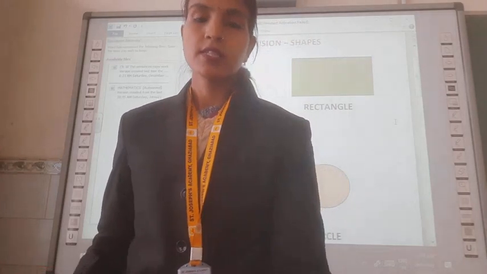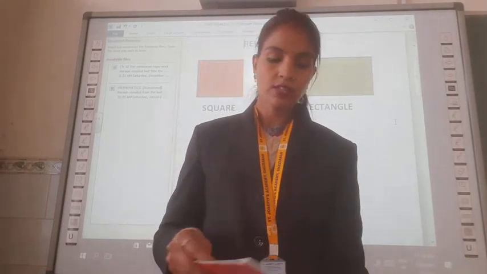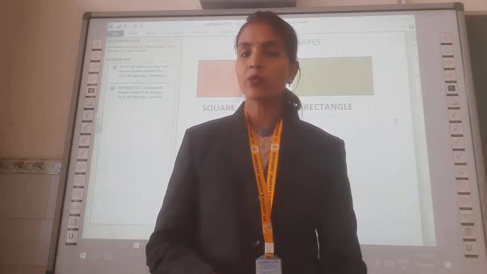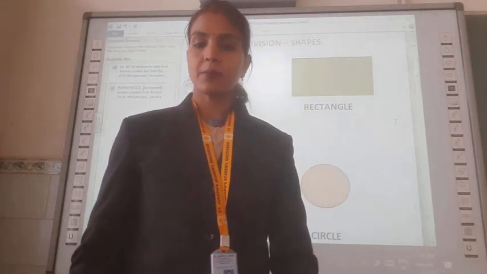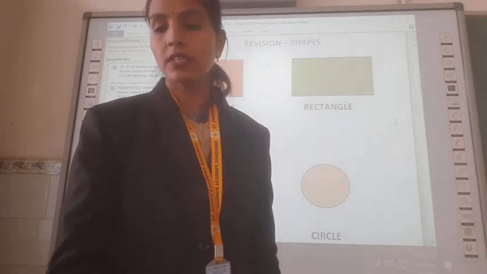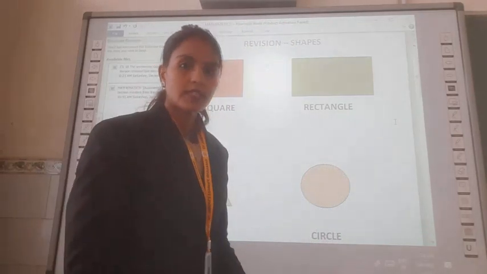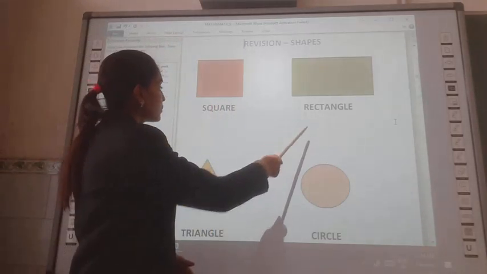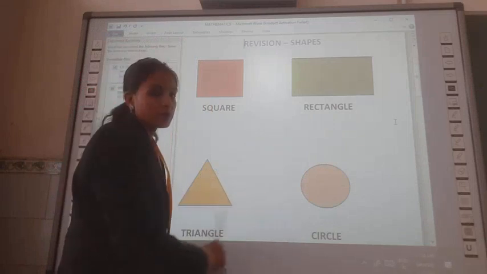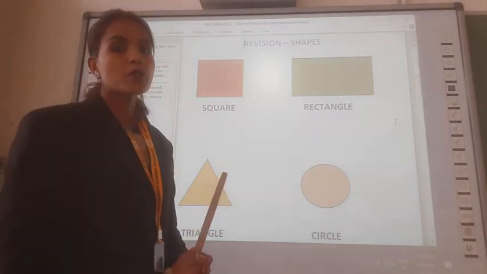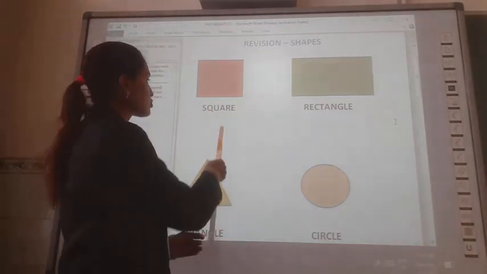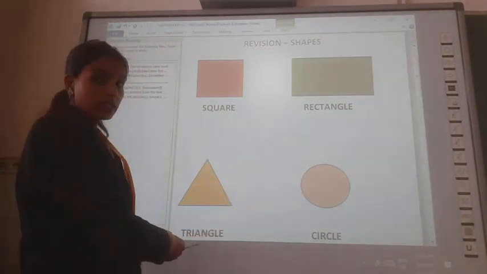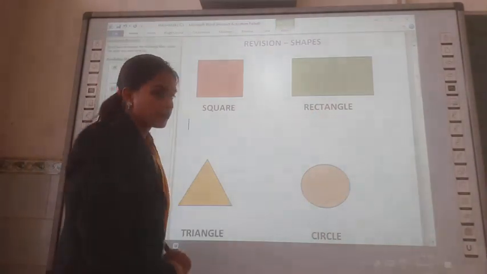So students, before starting the revision of the exercises, I would like to give you a quick recap of the chapter. Okay, we will study about shapes in this class. Basically we have studied about 4 types of shapes. Number 1, square. Number 2, rectangle. Number 3, triangle. And number 4, circle.